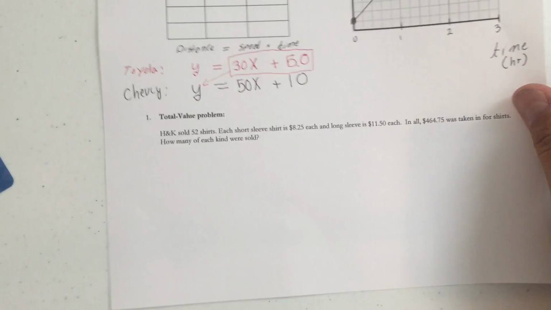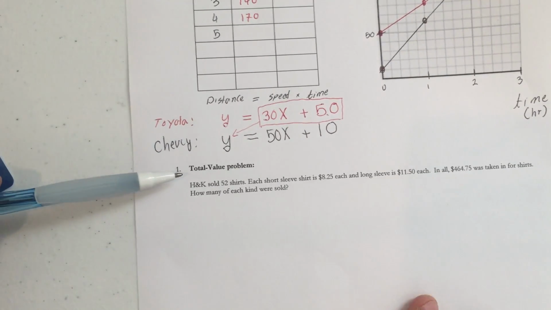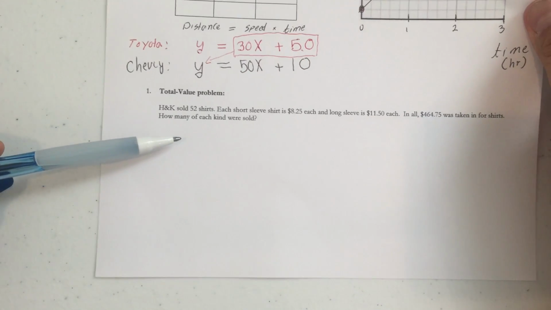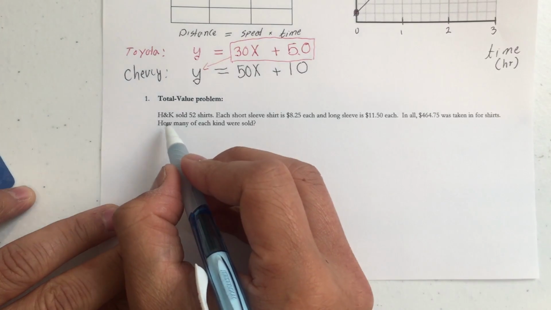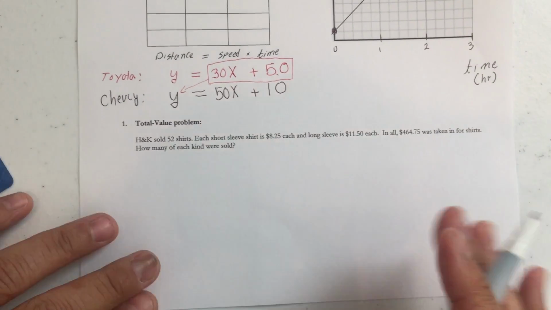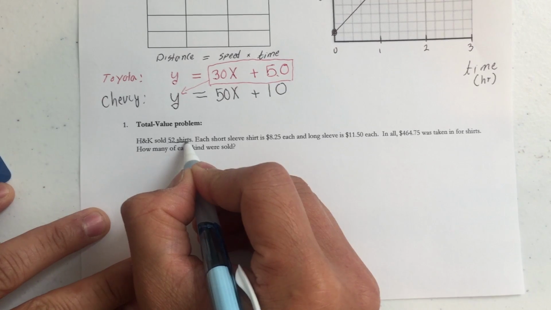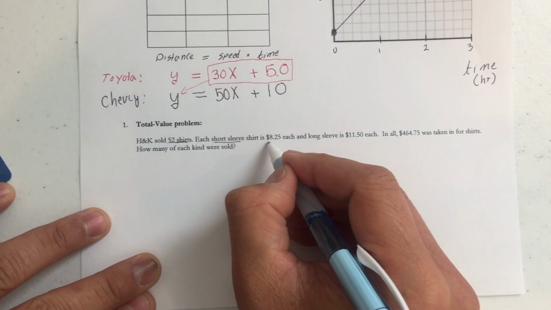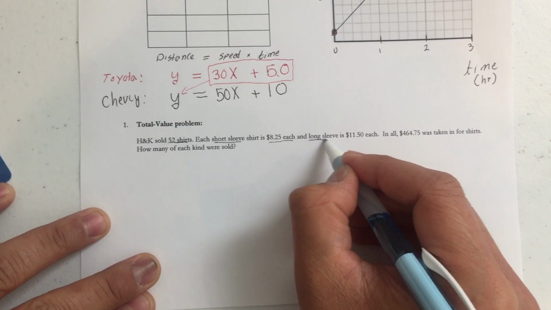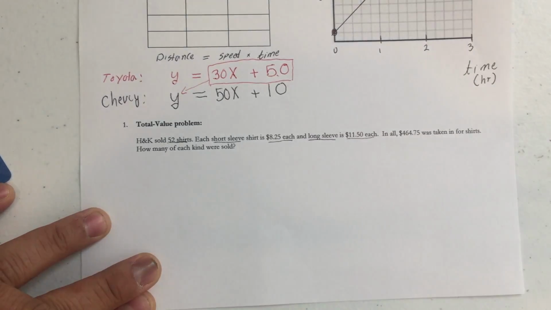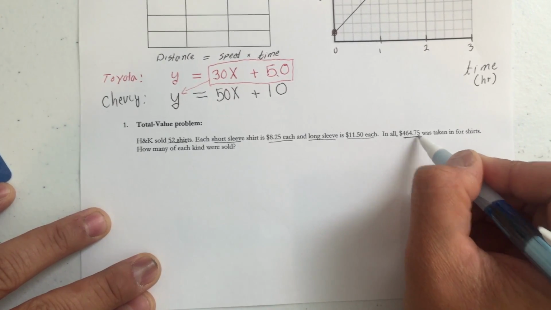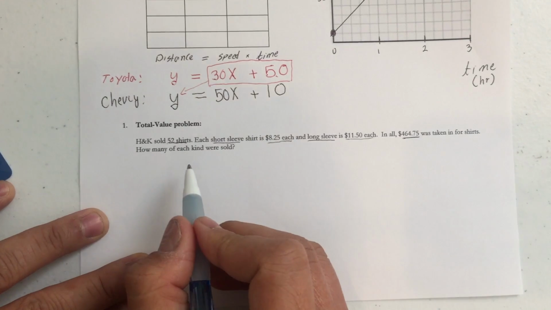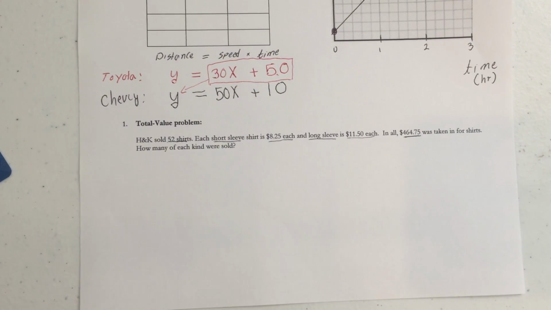All right, we're going to go back and we're going to do our last problem, which is number 1. This is a type of problem called a total value problem instead of motion problems. Okay, so H and K, which is kind of similar to H and M, sold 52 shirts, short sleeve, which is $8.25 each, long sleeve, $11.50 each. They sold a total of $464.75. How many of each kind were sold?